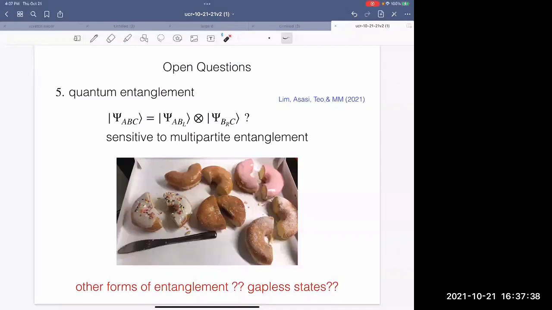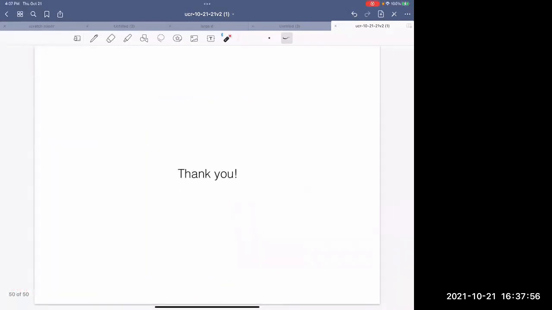Now, it's a very open question, what are the other forms of entanglement? And furthermore, to what extent can any of these ideas be applied to states that occur at a phase transition? So with that, thank you.